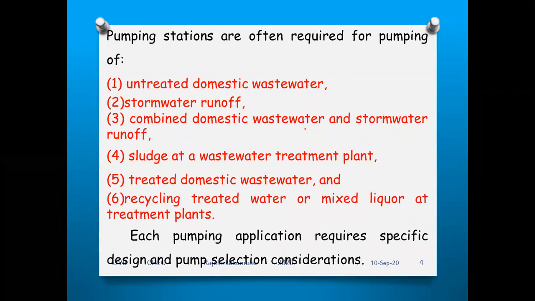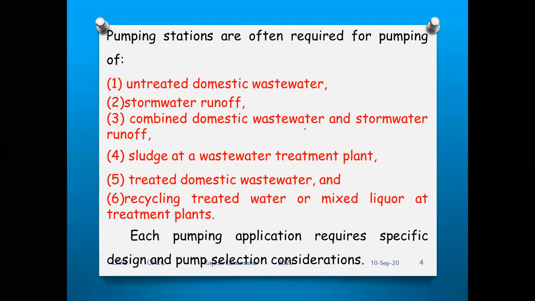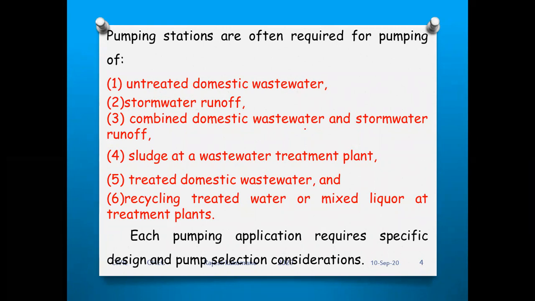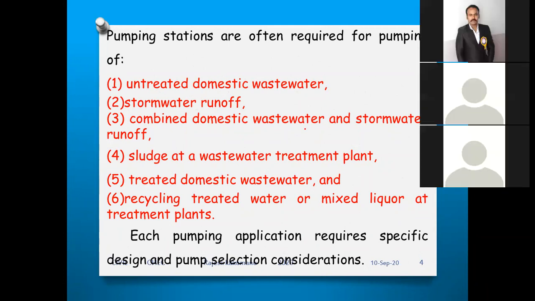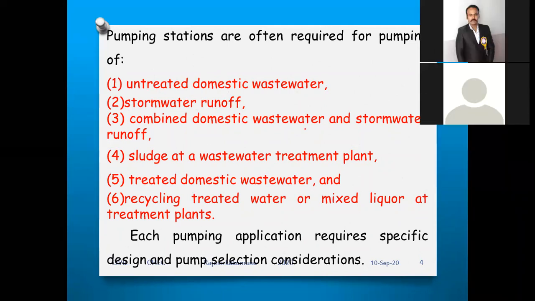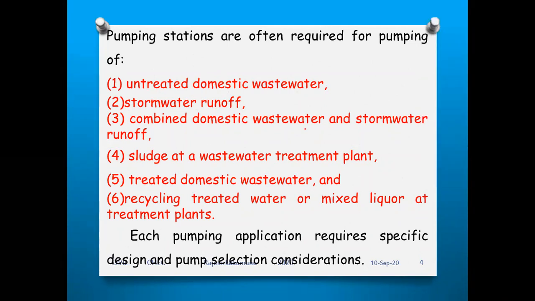Whenever the rains come, in the rainy season, whenever the rains are flooding all the areas, in your localities, on the roads or on top of your house, everything is drained through the pumping stations only. Next one, combined domestic wastewater and storm water. So in the types of sewers mentioned in Unit 1, we have the combined sewer system. In that system also, we are using pumping stations.